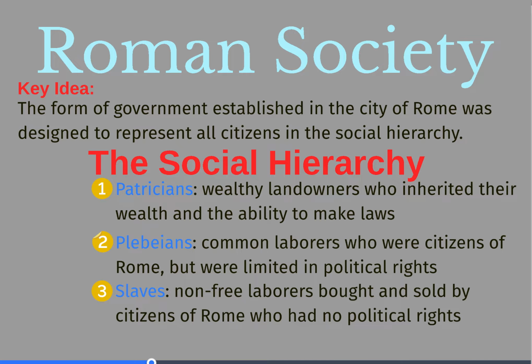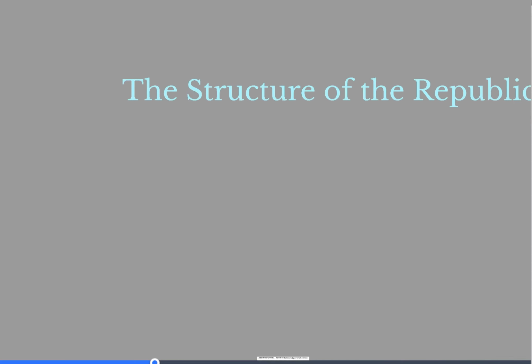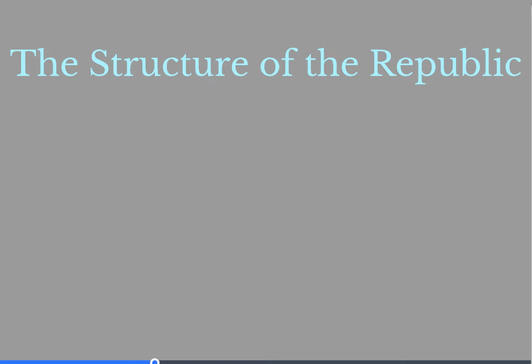There were slaves in Rome. Remember, this is really typical of all places around the world in ancient times, that there were non-free laborers that were bought and sold by citizens that have zero political rights at all. So this was the Roman social structure. So let's see how that corresponds to the political structure in this form of government known as a republic.